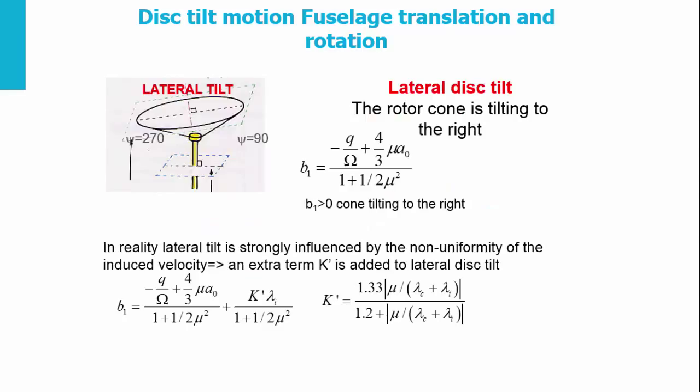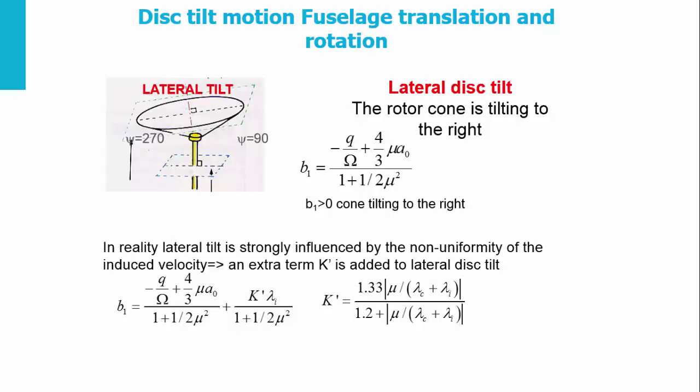So there is a lateral disk tilt. The rotor cone is tilting to the right for a counterclockwise rotating helicopter, and is again depending on the pitch rate and on the pitch angle of attack, advance ratio, lambda c, and A1. So here the coning angle was substituted.